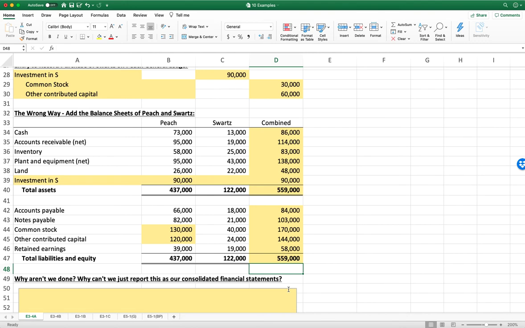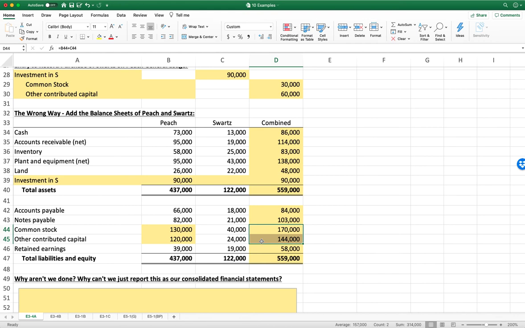Okay, so as we saw in the lecture slides, this doesn't totally make sense because we have our investment in S here, and our investment in S is basically the value of Schwartz. Well, why does Schwartz have any value? Well, it has value because it has assets and liabilities. So it's really worth its net assets. So we've double counted it because we have net assets of Schwartz here, and we have net assets of Schwartz here. We also have increased our common stock and other contributed capital by Schwartz's common stock and other contributed capital.